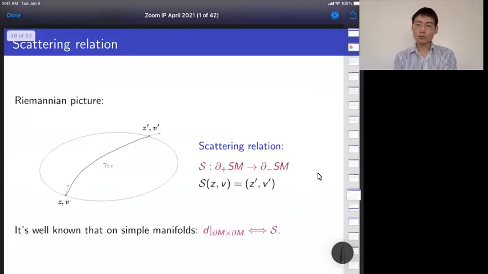I still have about over 10 minutes, so I can talk a little bit about the idea of the proof. We mainly follow the approach in the work by Stefanov and Uhlmann in the Riemannian case. First, from the distance function, we can determine the so-called scattering relation for this metric. In the Riemannian case, this is well known. You are given this domain, and then starting with some inward pointing vector on the boundary, this is (z, v) here.